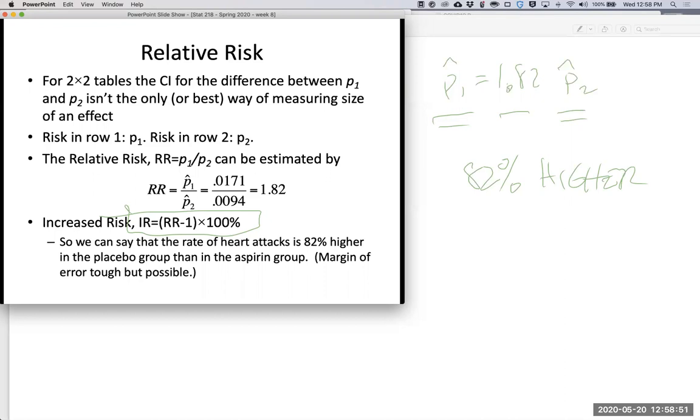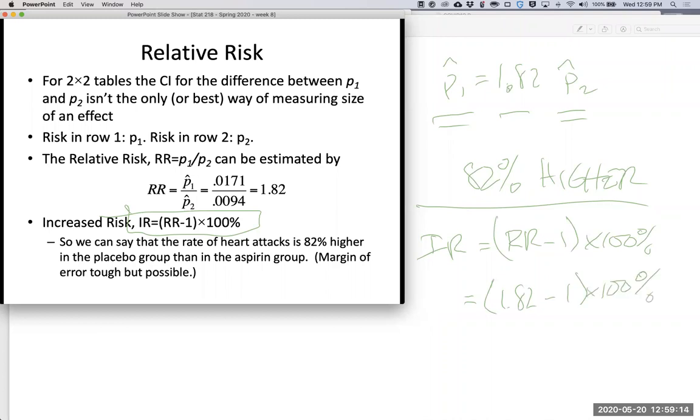Okay, so the relative risk, RR, typically we express the results in terms of the increased risk. IR is equal to the relative risk minus 1, times 100%. In our case here, we've got 1.82 minus 1 times 100%. That's 0.82 times 100%, 82%. It tells us how much higher the risk is in the one group than in the other. The aspirin taking group has the lower risk of heart attack, and the placebo taking group is 82% higher.